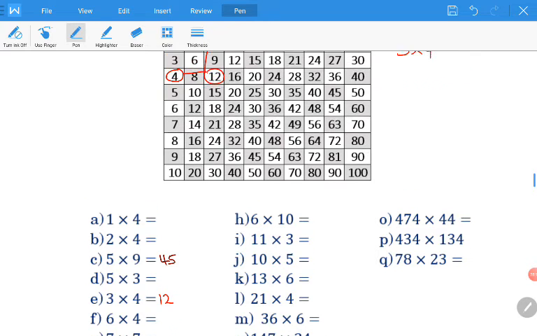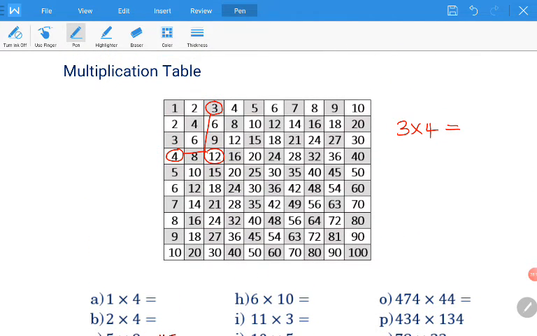And the same answer we get for 3 times 4, we get it for 4 times 3. So if it is 4 times 3, if I go to this 4 and I go to this 3, then where they meet, that's our answer. So whether we are using this or this, we will get the same answer.